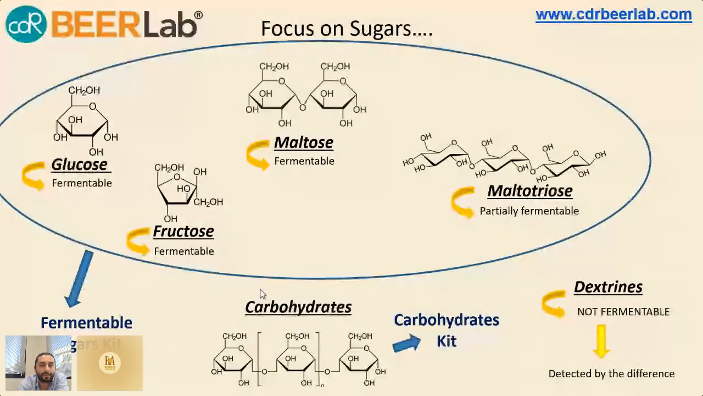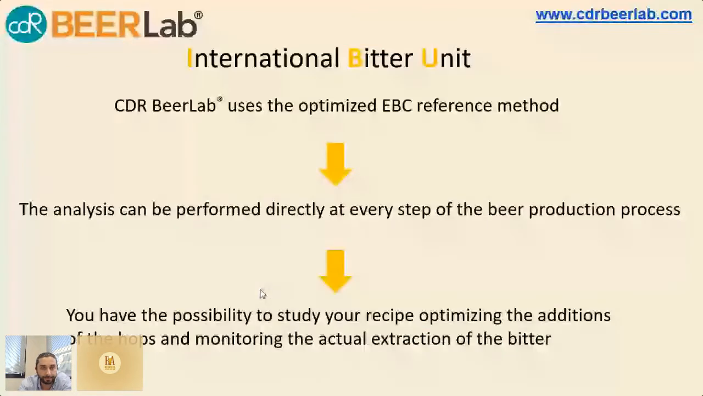Here, a focus on the sugars. We detect the fermentable sugars: glucose, fructose, maltose, and maltotriose. We also have the possibility to detect all the carbohydrates. So, by the difference, we are able to detect the non-fermentable sugars, which are the dextrins in your finished beer, for example. So you have the possibility to check as best as you can the end of the alcohol fermentation, for example, as we do normally in wine.